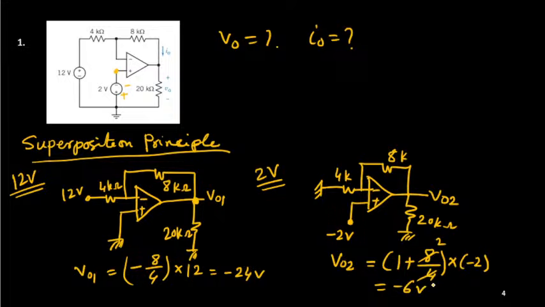Is it correct? Yeah, your answer is correct. So what is the overall V0? That is V01 plus V02. That will be your minus 24 and this is your minus 6. The total is minus 30 volt.